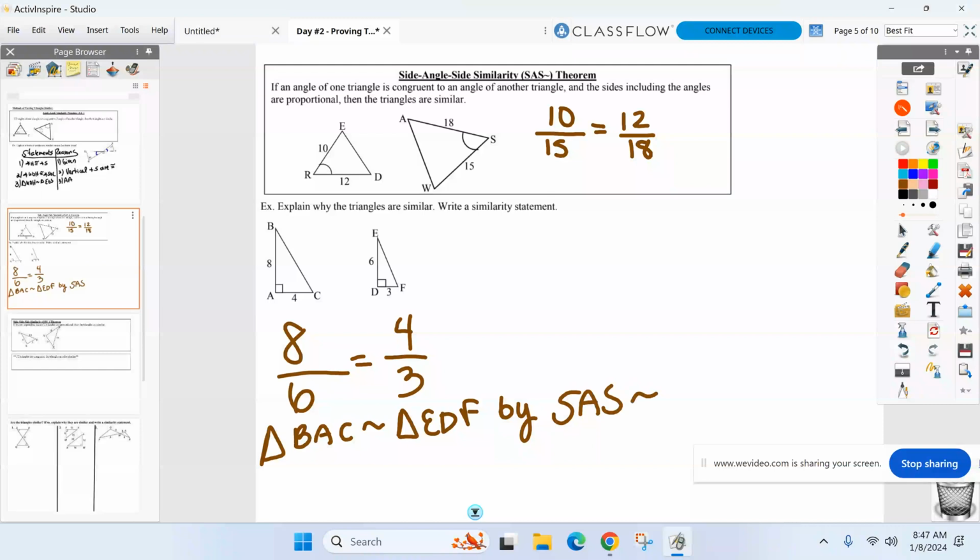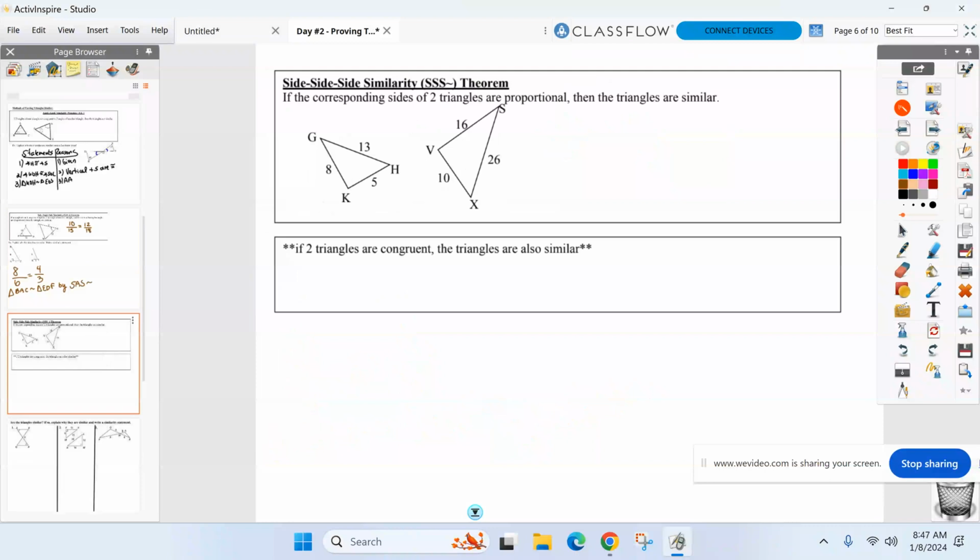Method 3 also looks pretty familiar, doesn't it? Side, side, side. Again, though, I don't need the sides congruent. I need them in the same ratio. All right, I need them in the same ratio. So please take a look at the 2 triangles I've given you up here. You need to show the corresponding sides are in the same ratio.